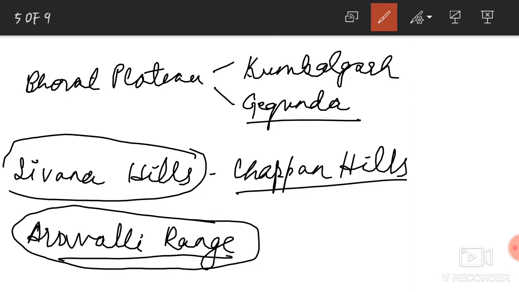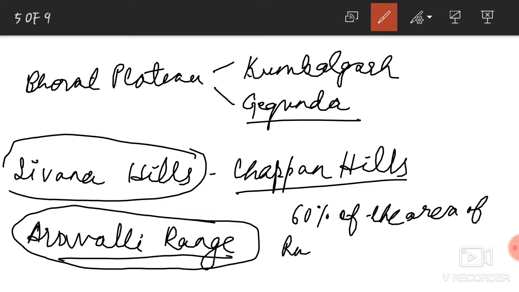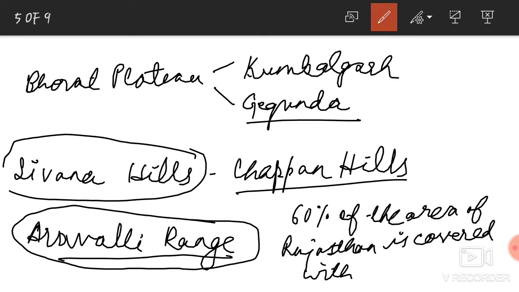And how much part of Rajasthan is covered with desert? So 60% of the area of Rajasthan is covered with deserts.